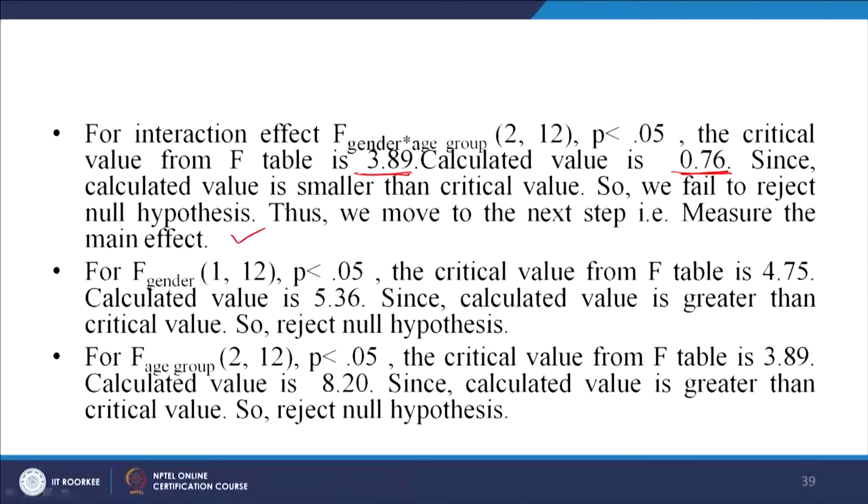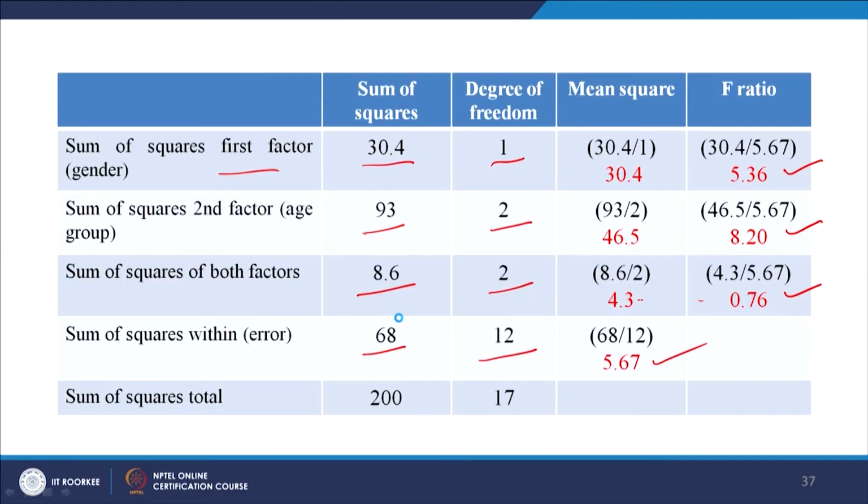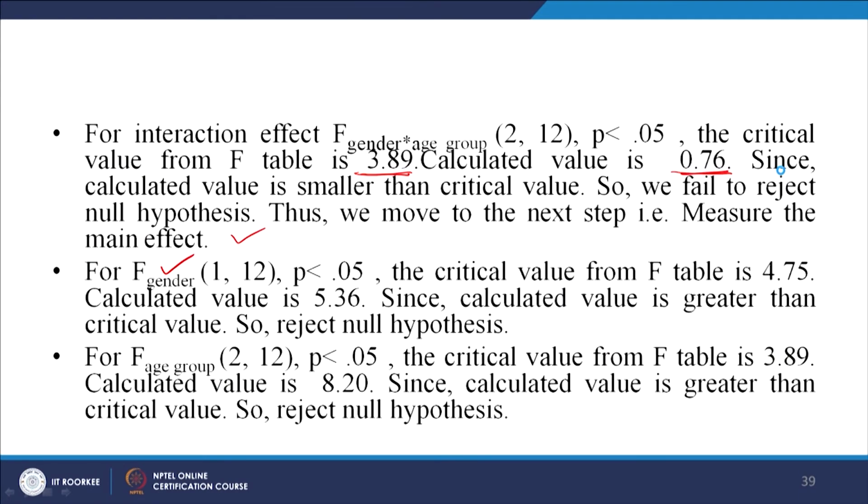Coming to the main effects, first we will calculate for gender only. So 1 and 12 are the numerator and denominator degrees of freedom. The critical value from the F table is 4.75 and the calculated value is 5.36. The calculated value is greater than the table value, so the null hypothesis is rejected. That means gender has a significant effect on the scores obtained by the students.